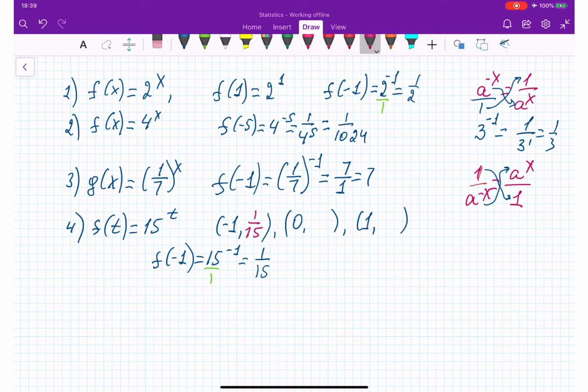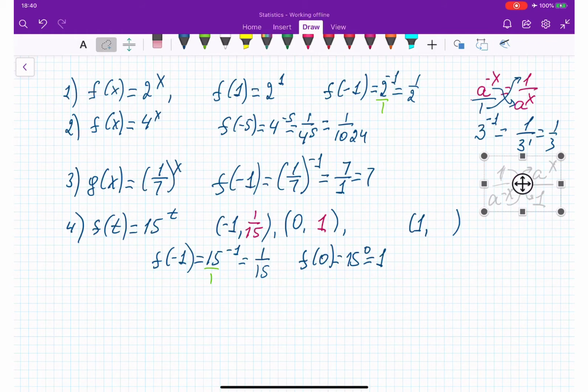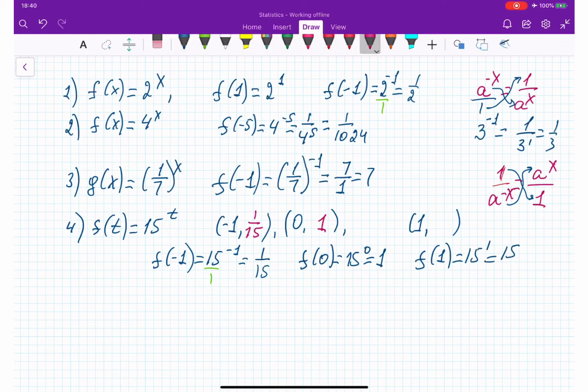Now let's plug in 0. f of 0 is equal to 15 to the power 0, which is going to be 1. So it's matching here, 1. And for this one, let me move over here. f of 1 is equal to 15 to the power 1, which is 15. And the answer here is going to be 15. Okay?